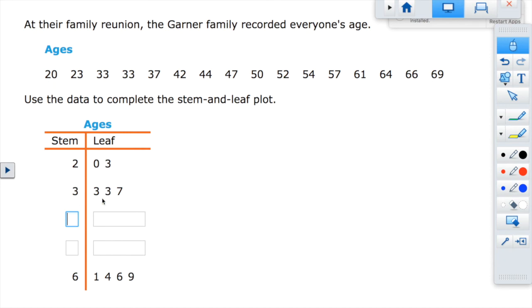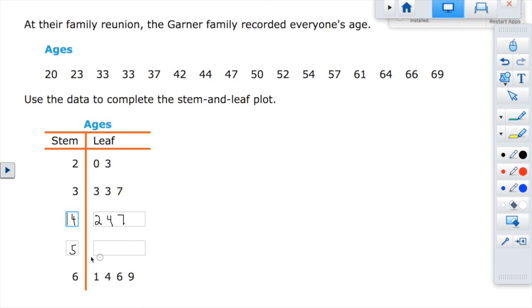20s are done, the 30s are done. Now next is the 40s and the 50s. So for my 40s, I have a 42, a 44, and a 47. So behind the 40, I'm going to put a 2. I'm going to write a 4. I'm going to write a 7. Remember as you type them in to hit the space bar to put a space in between each of your leaves.